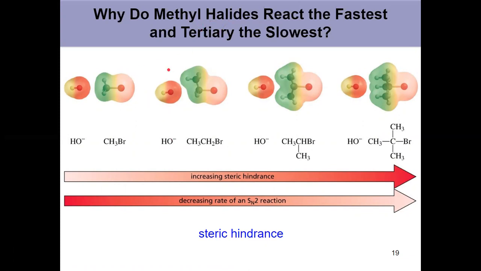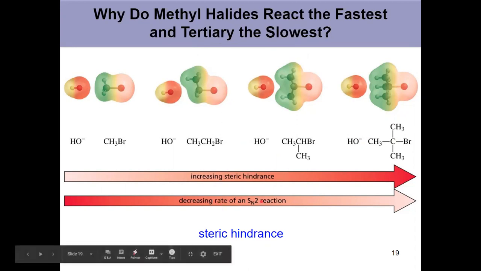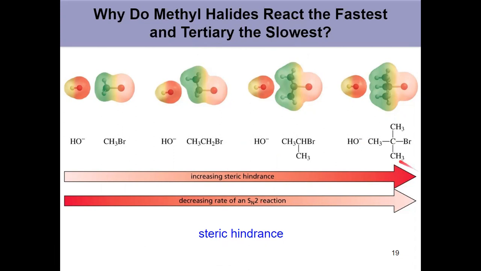Why are methyl halides the fastest and tertiary alkyl halides the slowest? Well, it all has to do with steric hindrance. As you increase the number of alkyl groups around that electrophilic carbon, more alkyl groups means more steric hindrance. That decreases the rate of an SN2 reaction because you've got less access to the carbon. So much so that tertiary alkyl halides don't react via SN2 reactions. Steric hindrance is a steric effect that decreases reactivity, like we see here.